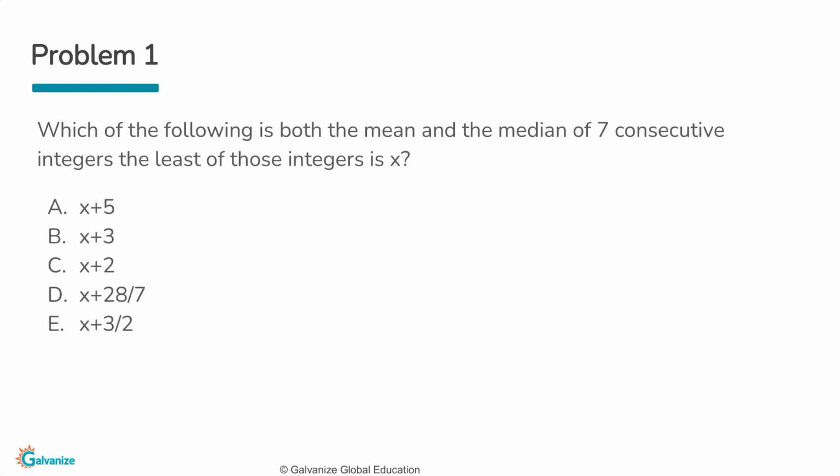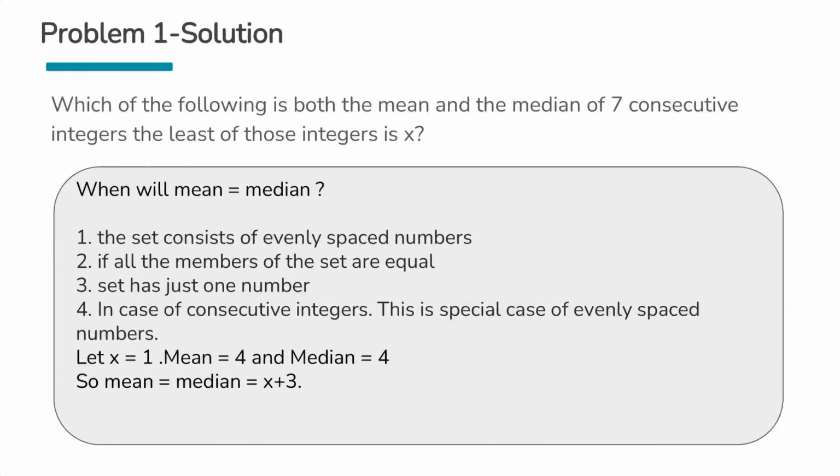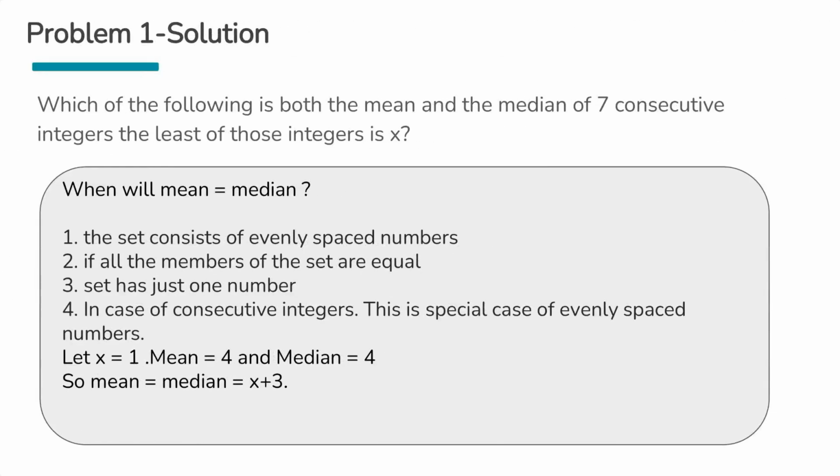And one more very important rule you need to understand here is: when will the mean be equal to the median? This is one concept or rule that you need to know. When the set consists of evenly spaced numbers, it could be 2, 4, 6, 8, where the difference between two consecutive numbers is 2, or where the difference between two consecutive numbers is just 1. Like that. Or if all the members of the set are equal, or the set has just one number.